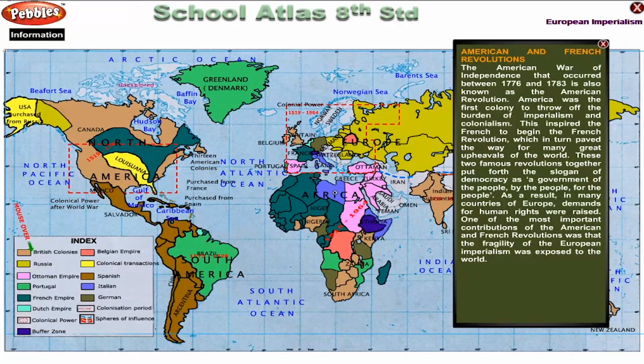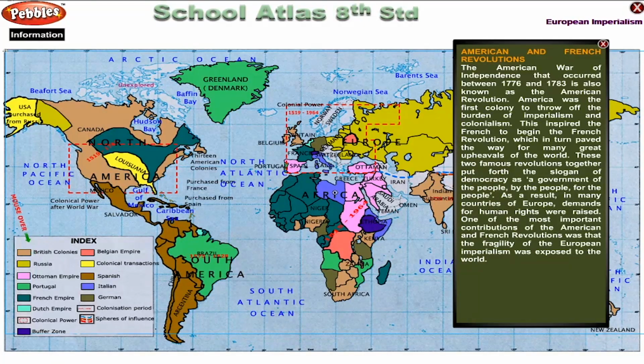American and French Revolutions. The American War of Independence that occurred between 1776 and 1783 is also known as the American Revolution. America was the first colony to throw off the burden of imperialism and colonialism. This inspired the French to begin the French Revolution, which in turn paved the way for many great upheavals of the world. These two famous revolutions together put forth the slogan of democracy as a government of the people, by the people, for the people.